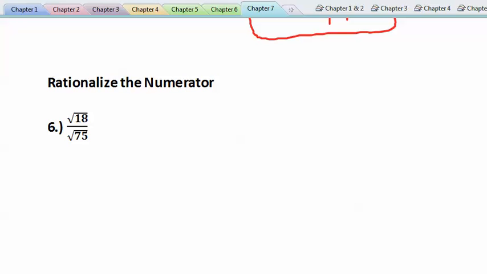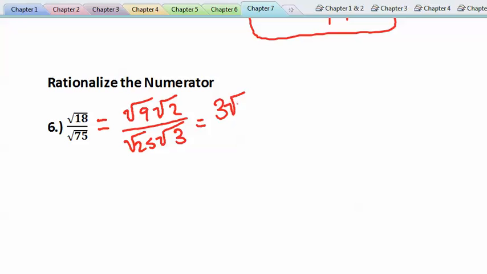And finally, our last objective for the day, rationalizing the numerator. It's the same concept except you're going to get the radical out of the numerator. You would probably do this in the case of like terms if you're adding fractions. So what you're going to do is simplify the radicals just as you would any other time. So square root of 9, square root of 2, square root of 25, square root of 3. And that becomes 3 square root of 2 over 5 square root of 3.